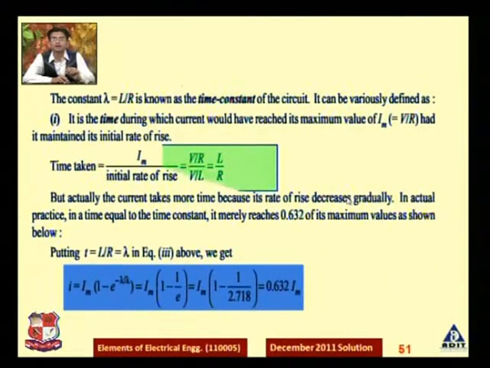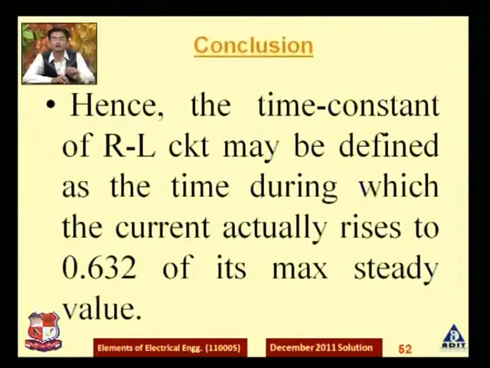So time constant is defined as how much time the inductor takes to charge to its maximum steady value. The time constant of an RL circuit may be defined as the time during which the current rises to 0.632 of its maximum steady value. Or in other words, it will be 63.2% of the maximum current that is to be taken by the inductor. So this is the final conclusion. You can take it from this question.